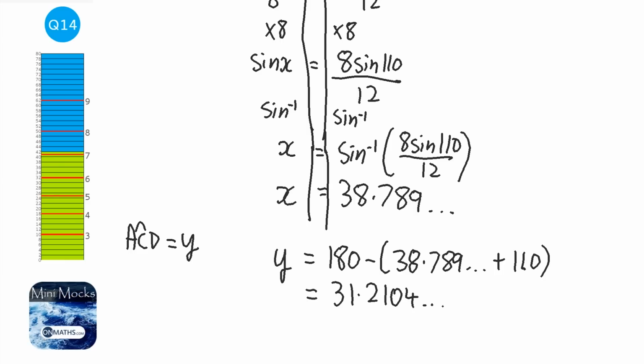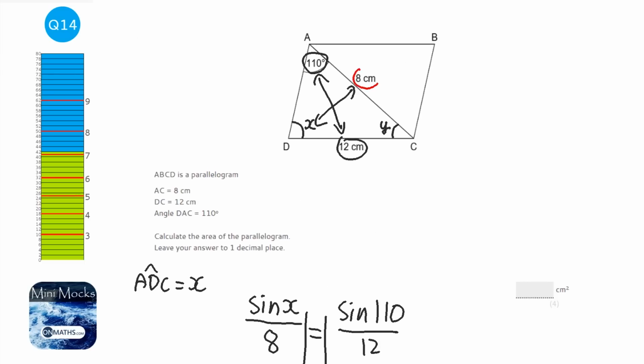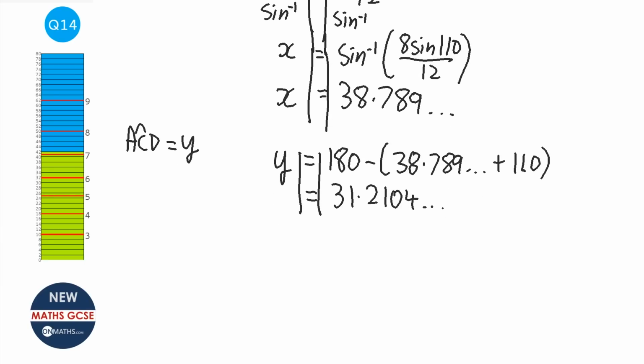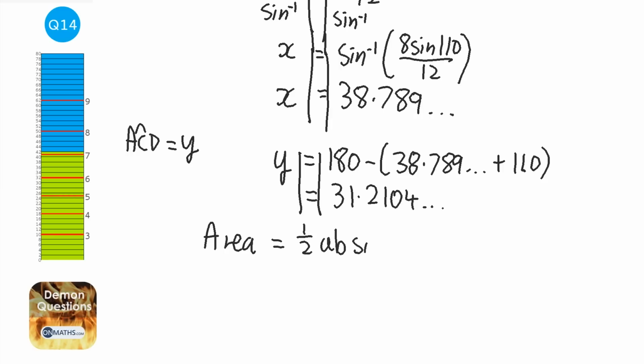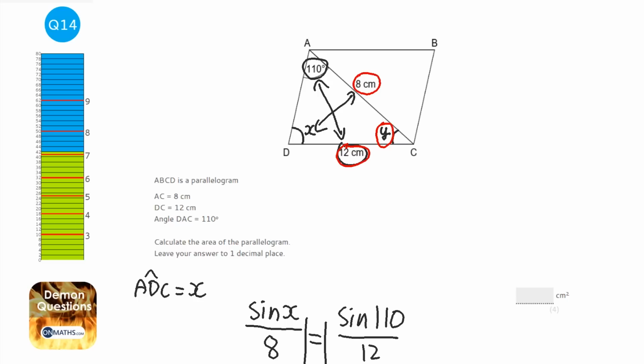31.2104 blah blah blah. Okay, so I've worked out what Y is, which is good, because when you have a length, then an angle, then a length all together, then you can use the trigonometric area formula. And the formula is dead easy. It just says that area equals half AB sine big C.